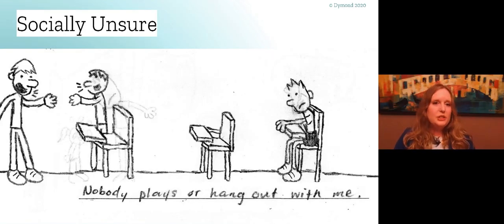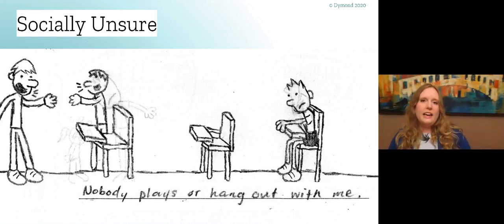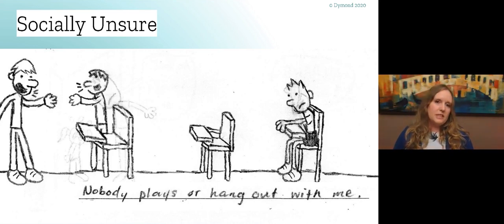They're also very socially unsure, but they might not show it and they might not say it. The artist who drew this picture was very happy-go-lucky, and he seemed content most of the time, but this is how he felt on the inside. And it's easy as teachers to mistake a lack of engagement for lack of interest.